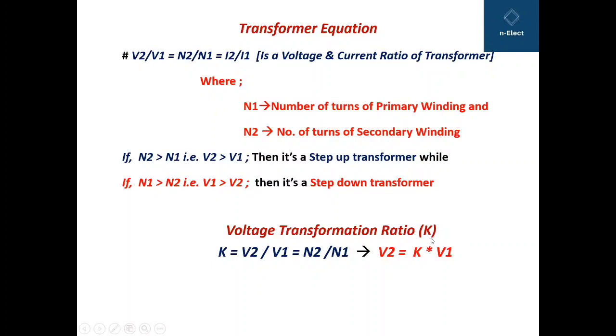The voltage transformation ratio, or transformer ratio, which is denoted by the letter K, is nothing but K equals V2 upon V1 equals N2 upon N1, as we have already seen here. And from this equation, we can write the value of V2, that is the voltage across the secondary, as the voltage transformation ratio K multiplied by V1. Input power is equal to output power, and hence V1 into I1 is equal to V2 into I2 in the case of the transformer.